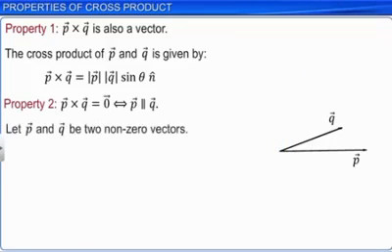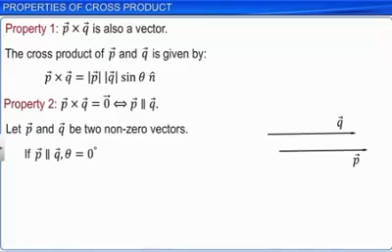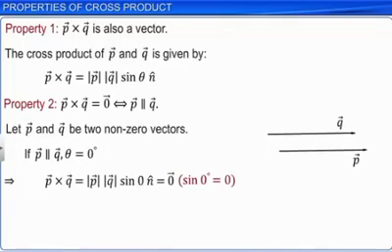Consider two non-zero vectors P and Q. If the two vectors are parallel to each other, then the angle theta between them is 0. Since sine 0 is 0, the cross product of two parallel vectors is a zero vector. Thus we can say that the cross product of two non-zero vectors is a zero vector if and only if the two vectors are parallel to each other. This leads to some interesting observations.